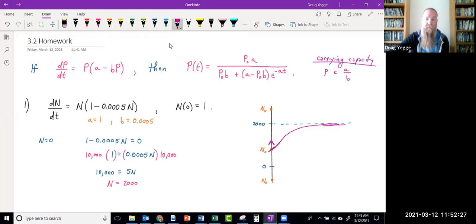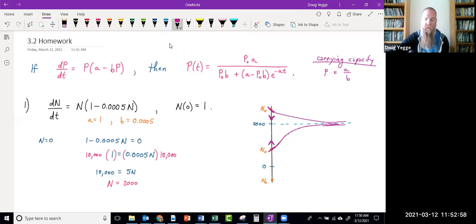Now, if we pick something above 2000, like 10,000, notice that when we plug that in here, that's going to give a value that's bigger than 1, more specifically 5. So 1 minus 5 will be negative, which means this is decreasing, and therefore this is decreasing everywhere above 2000. So that means 2000 is an attractor, so either way, it's going to level out to 2000.